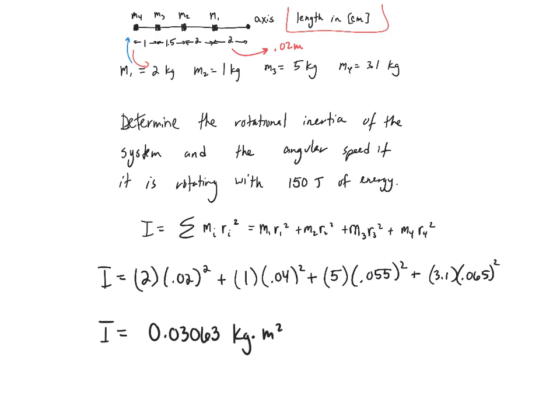Now, how about the second part? So we did the first part, determine the rotational inertia, right? That's done. And then it says, if the angular speed of the system, and we're determining that, if it's rotating with 150 joules of energy. So if it's rotating with that energy, what kind of energy is that? If it's rotating, it's got to be kinetic because of the motion involved. Good. The other option obviously is potential, right?